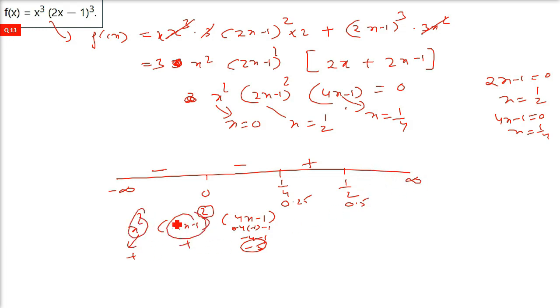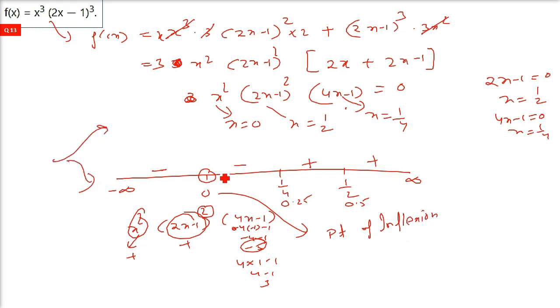Again, the square, don't worry about that, it will always give positive. If you place 1, you will get 4 minus 1, that is 3, a positive. So at 0 and half, negative to negative, this is a point of inflection. There is no local minima or maxima here, because if you are increasing and then decreasing, you will get some point of increment or decrement. But at minus to minus or plus to plus, you will get the point of inflection.